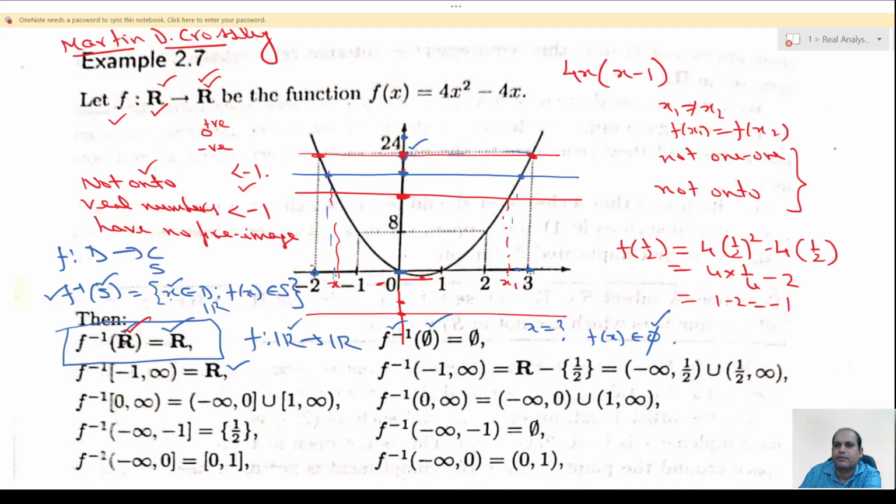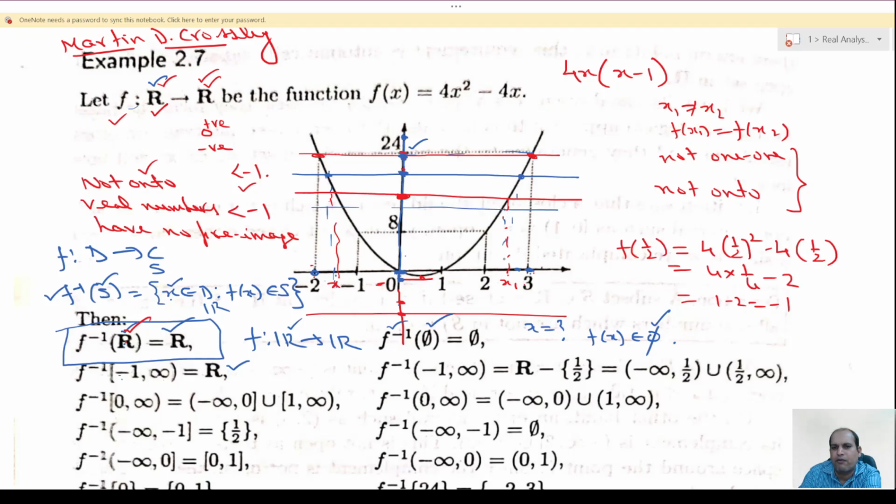Yes. Now, look at this one. I need to look at all those elements from the domain whose image is within -1 to infinity. This is the set. So, on the y axis, -1 to infinity means from -1 to infinity, this whole axis. Now, draw any line parallel to this one.